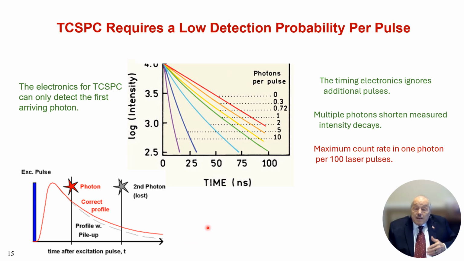So the only way this works is if you have your system set up so you only count about 1 photon per 100 laser pulses. If you do that, you can get the histogram that I showed on the previous slides, but you won't get that histogram if you have multiple pulses. Now, I suspect in the future we'll see instruments that can detect 2 or 3 photons per pulse, but for the time being, this is what you have to live with.